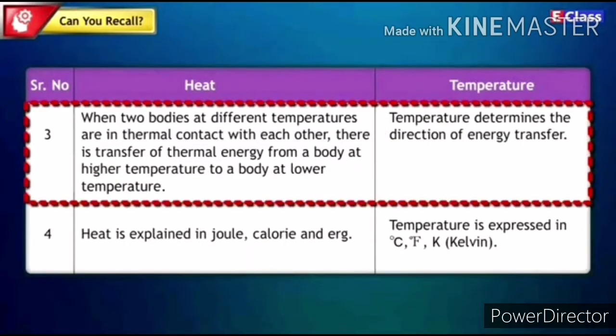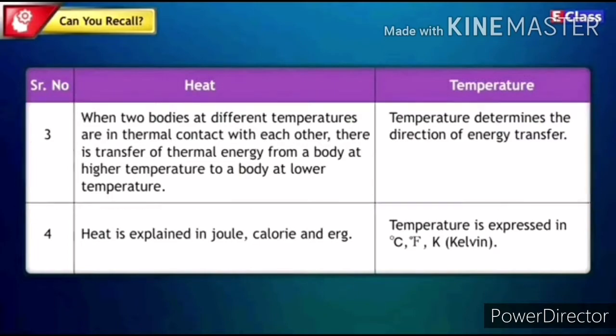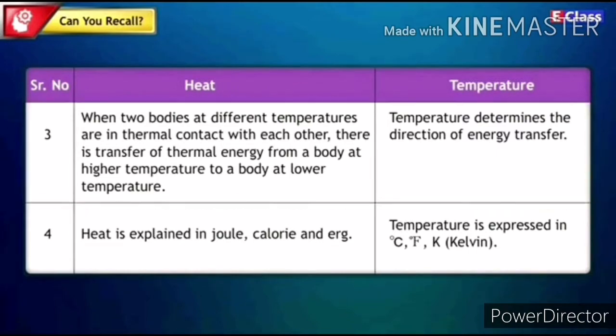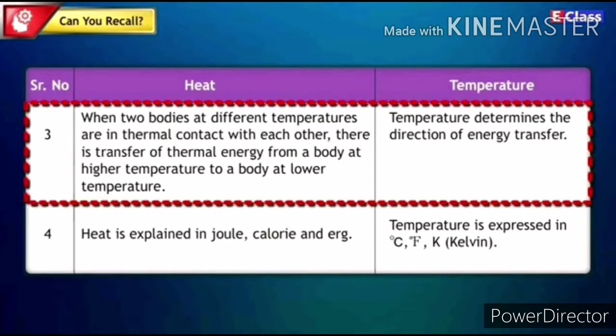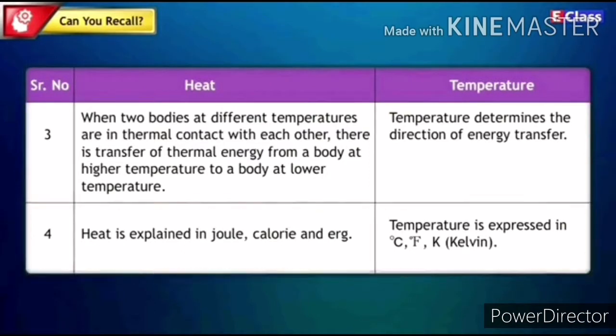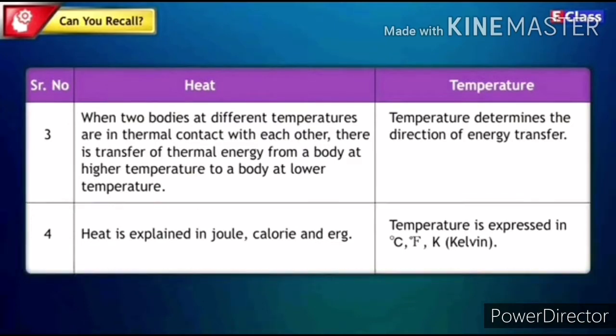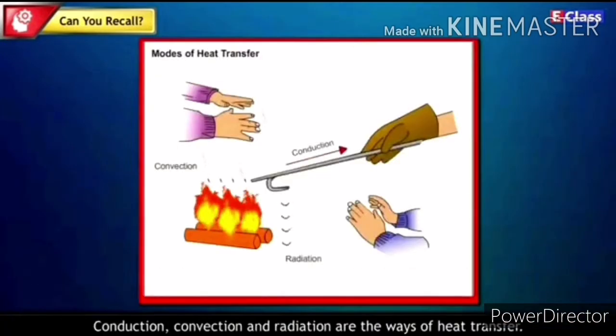Third, when two bodies at different temperatures are in thermal contact with each other, there is transfer of thermal energy from a body at higher temperature to a body at lower temperature. Thus, temperature determines the direction of energy transfer. Heat is expressed in joule, calorie and erg. Temperature is expressed in degree centigrade, degree Fahrenheit and degree Kelvin.